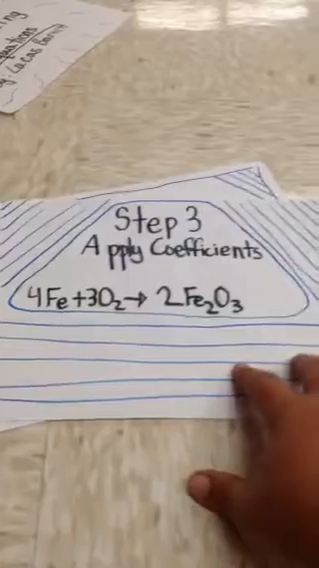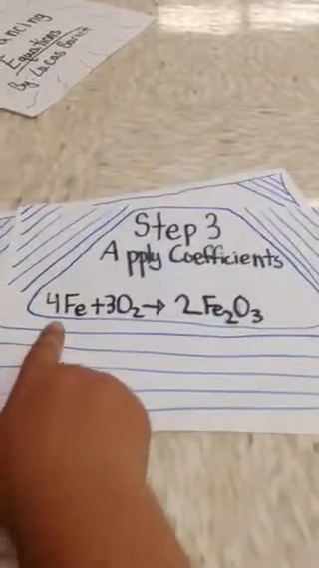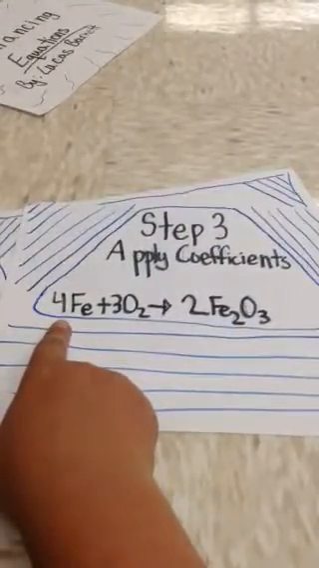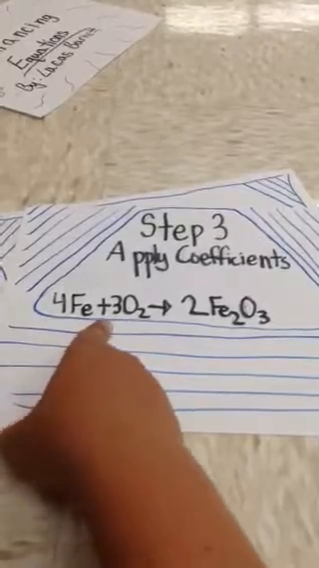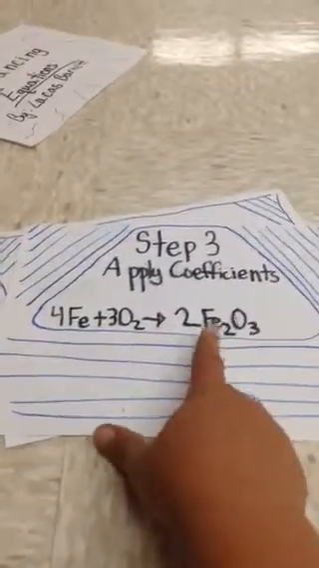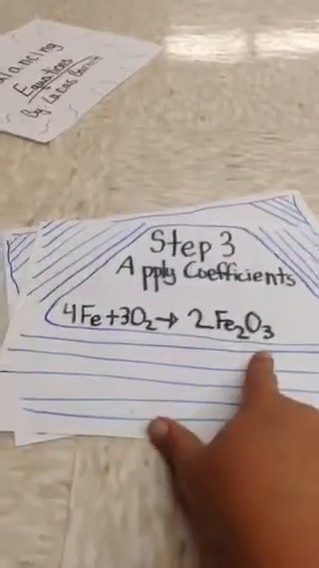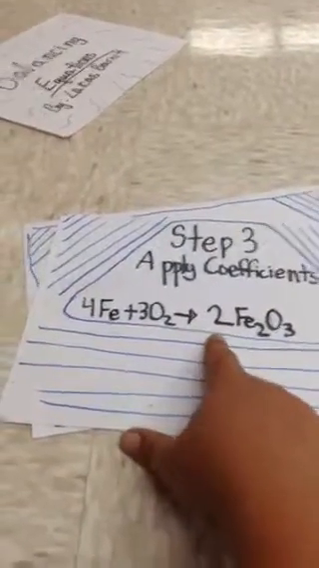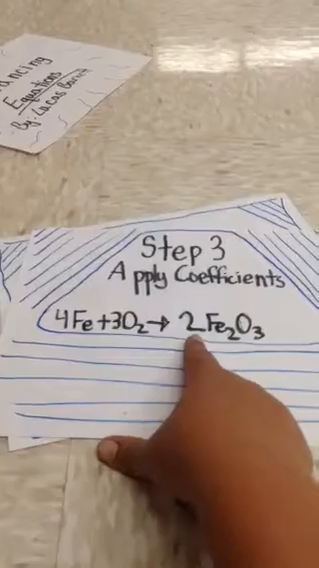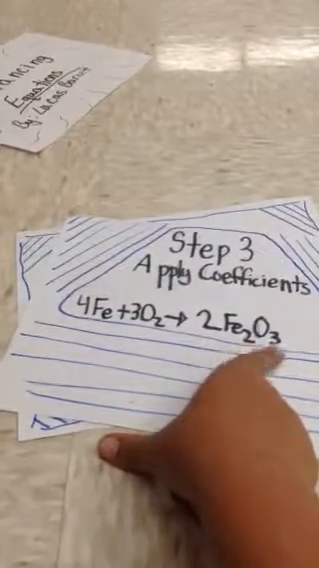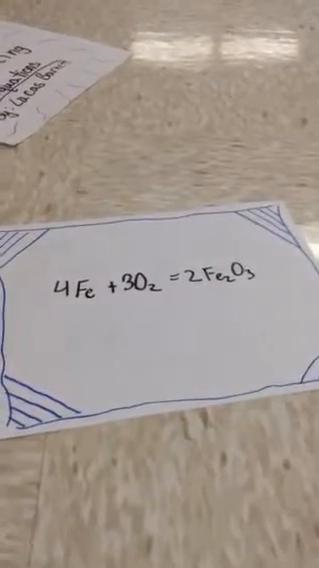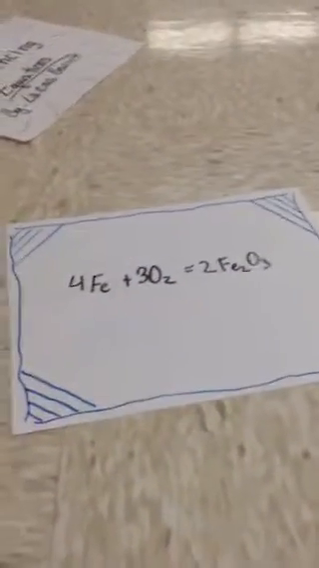Third step, you need to apply your coefficients. So if I had 4 irons and 3 oxygens, 3 O2s, that would make me have 4 irons over here and 3 O2s, because I added the coefficient here, which makes it say that there are 2 of each of these. And here is my balanced equation.